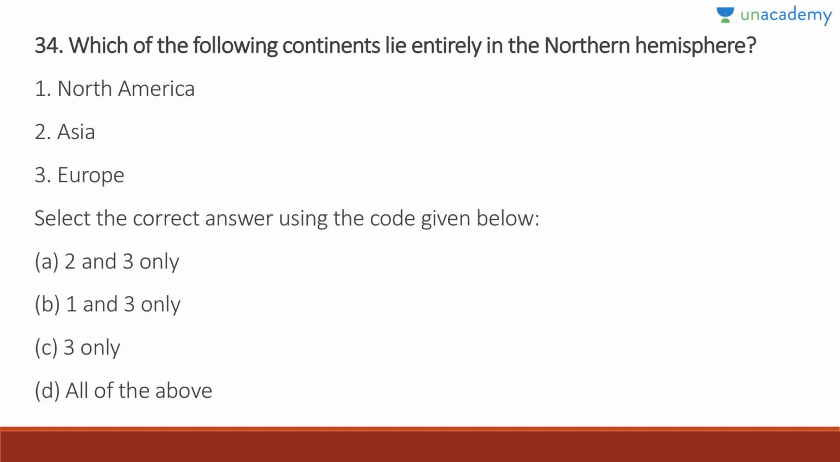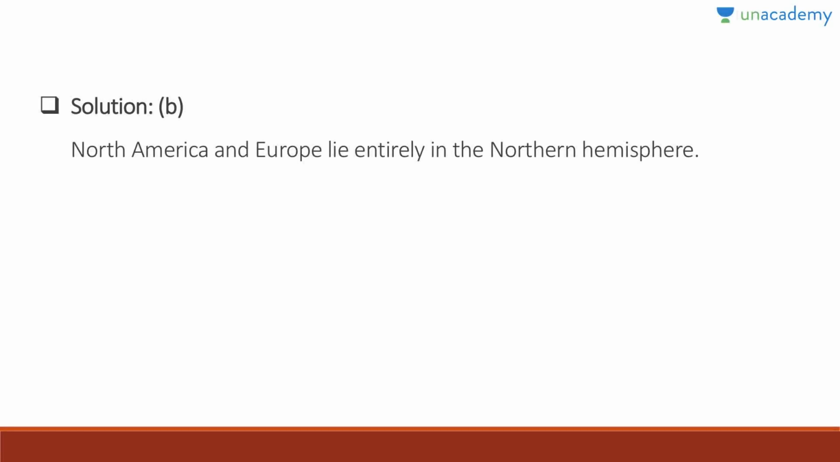Question number 34. Which of the following continents lie entirely in the northern hemisphere? North America is correct. Asia is wrong. Europe is correct. So answer here is B, 1 and 3. North America and Europe lie entirely in the northern hemisphere. Asia is in southern hemisphere as well. So answer here is B, 1 and 3. Africa is in southern hemisphere as well. South America, Australia and Antarctica are in southern hemisphere.